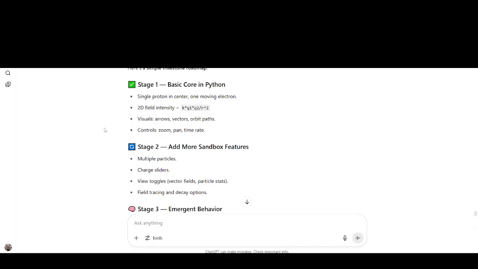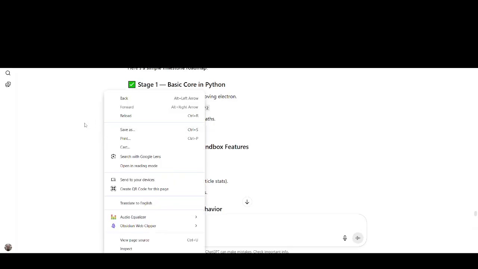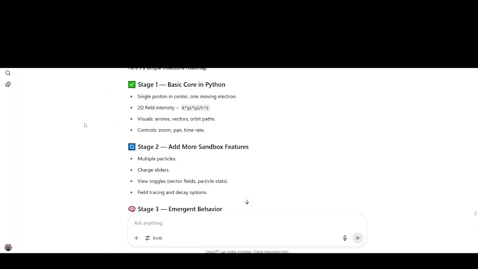What we can start with. Here's a simple milestone roadmap. Stage 1, basic core in Python: single proton in the center, one moving electron, 2D field intensity, basic field function, visual arrows, vectors, orbit paths, controls, zoom, pan, time rate.